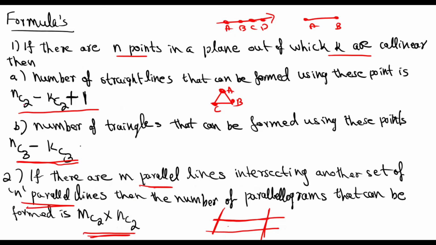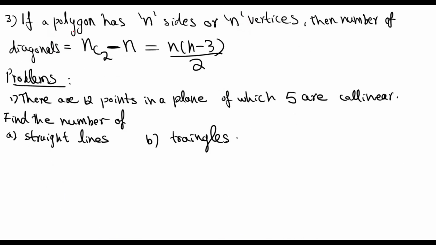For straight lines, the formula is NC2 minus KC2 plus 1. For triangles, the formula is NC3 minus KC3. And for parallelograms, the number of parallelograms formed is equal to MC2 into NC2. See the next formula. If a polygon has n sides, then clearly it has n vertices, right? Then the number of diagonals of a polygon is equal to NC2 minus n.